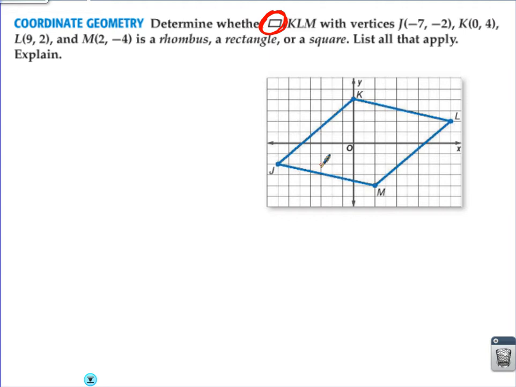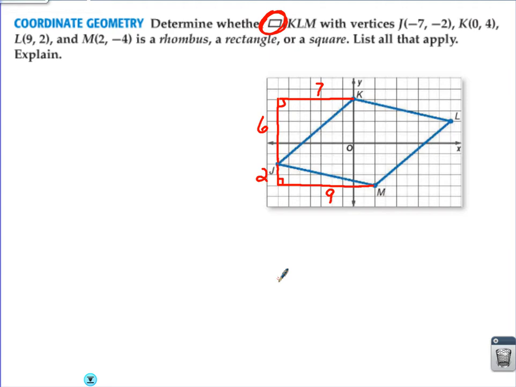Let's use distance. Let's prove that one consecutive set of sides is congruent. Doesn't look like it, does it? Draw your little right triangles. I have side lengths of 6 and 7. And this one is 2 and 9. You wouldn't think, right? I mean, what's the chances?